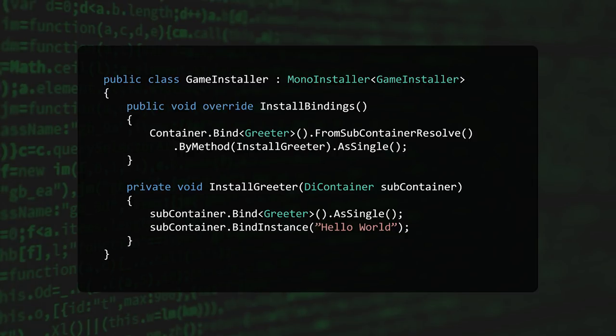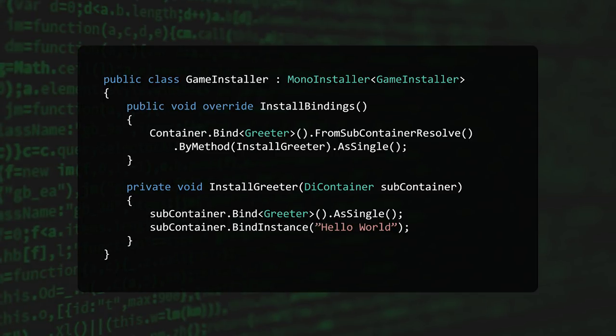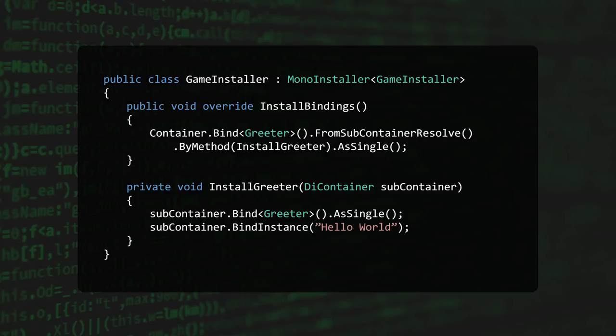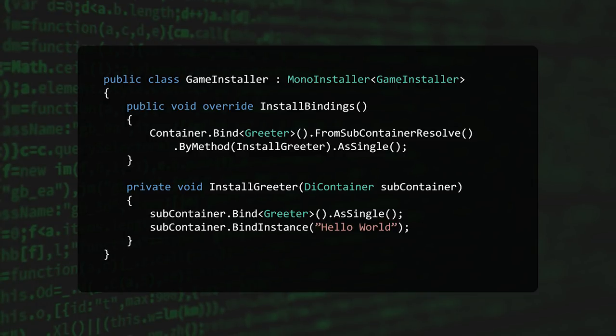There are a few ways to define a subcontainer. What you're looking at here is the simplest method. In layman's terms, we're creating a binding statement that resolves an instance of the greeter class via a subcontainer that is defined using the method called InstallGreeter. InstallGreeter defines a binding for greeter, as well as a binding for the string helloWorld, which is only visible to that subcontainer.